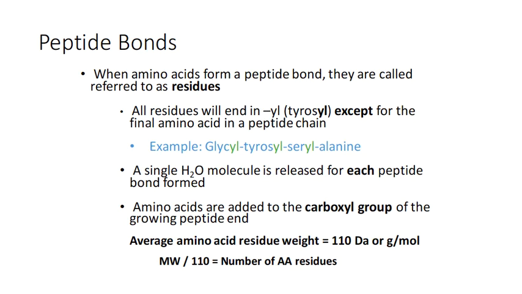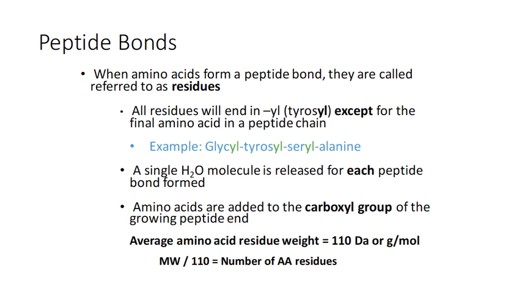This slide is just a reminder of the nomenclature and molecular weight of amino acids. When amino acids come together and form a peptide bond, they are called residues. Once part of a peptide chain, all amino acids, but the last, or the C-terminus, will end in -yl.